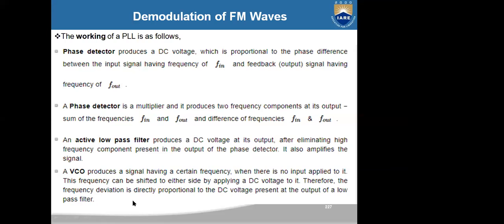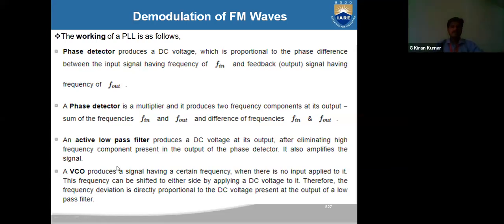It produces a DC voltage which is proportional to the phase difference between the input signal having frequency F in and the feedback frequency, that is nothing but F out. F in and F out are compared in the phase detector. Here you can see the phase detector is a multiplier and it produces two frequency components: the sum of the two frequencies, F in plus F out, and the difference of the two frequencies, F in minus F out.